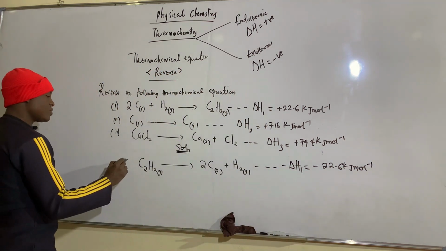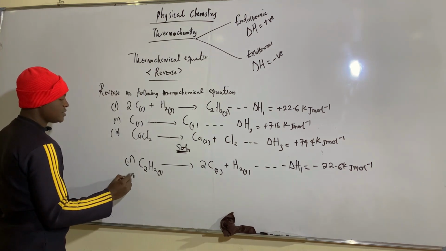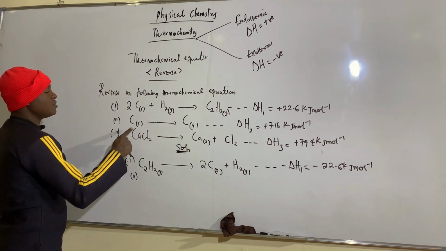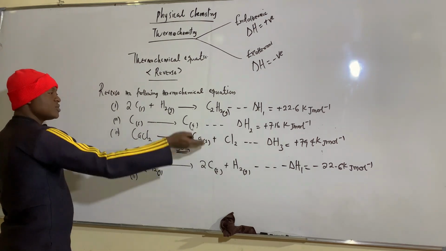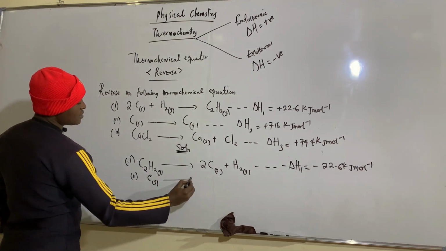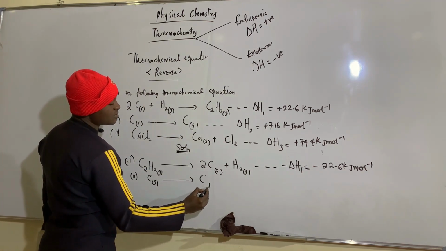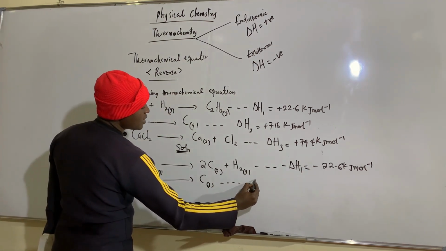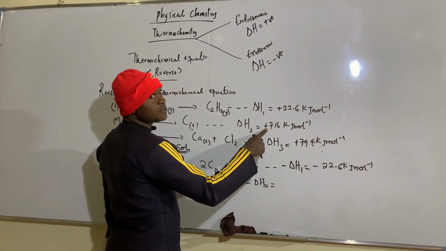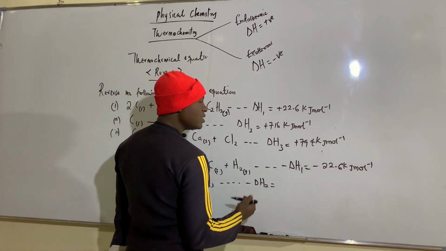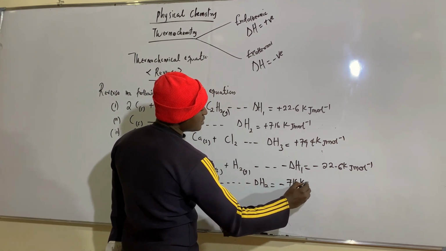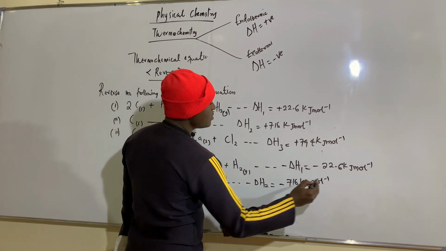So now let's try the second one as well. Let's see the second one. So now you can see this one is carbon, but it's different. What we have is solid, what we have is gas. So let's reverse it. That means that we have carbon, which is gas, then carbon, which is solid. So minus delta H2 is equal to, now this is positive, it's going to turn to negative. We have minus 716 kilojoule per mole as well.